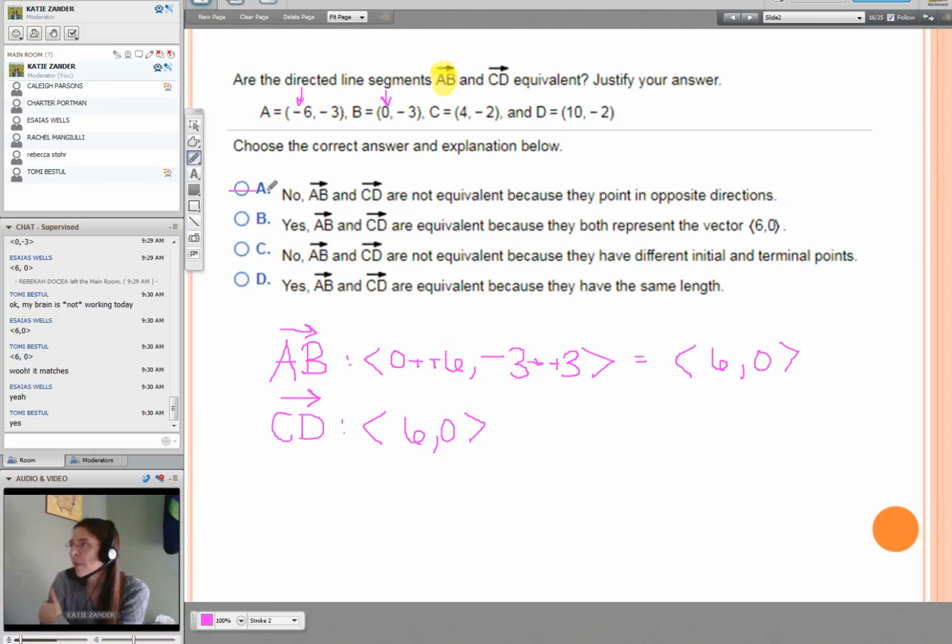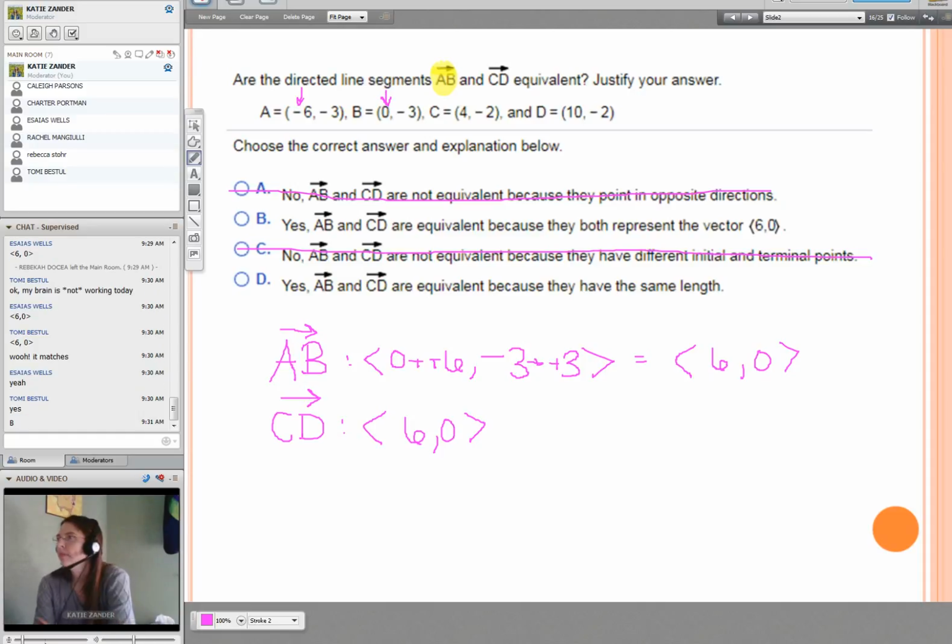Yeah, all right, so we can get rid of choice A and we can get rid of choice C because yes, they are equivalent. Now, what's the correct reasoning behind it? Yeah, we're looking at those vector representations, so 6, 0. Good.